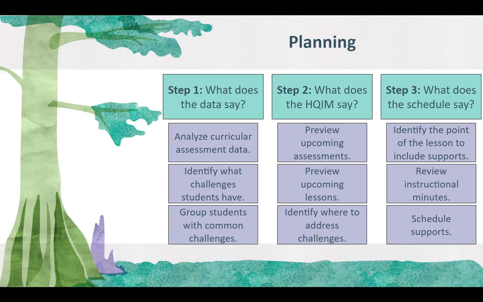Review the instructional minutes available to implement the lesson and plan for logical, data-informed adjustments to pacing that allow you to provide students with the needed supports to access grade-level content. Set the date and time for when and how you plan to include the supports within the lesson.